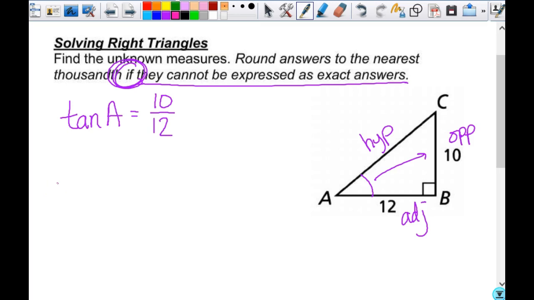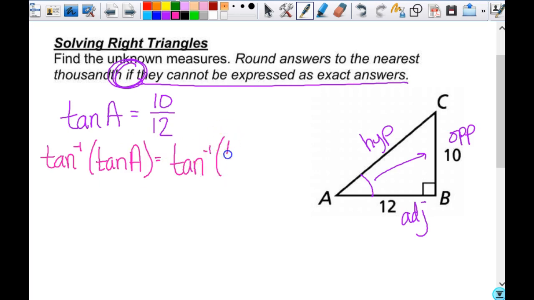No multiplication either. It is the tangent inverse. So I'm going to take the tangent inverse of the tangent of A, and that's equal to the tangent inverse of 10 over 12, right? So I'm taking the tangent inverse of both sides. I'm okay with you skipping that step in the future, but as long as you understand what you're doing.